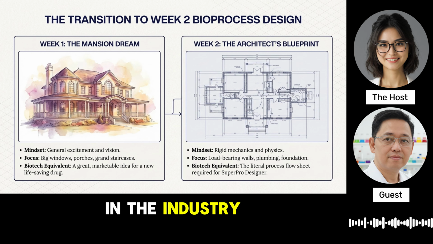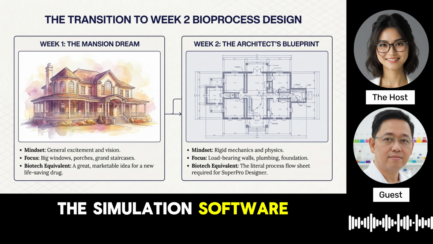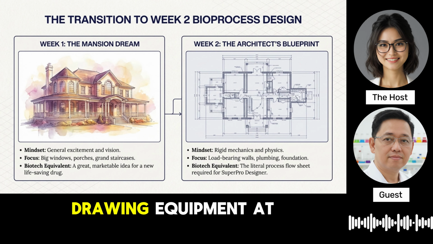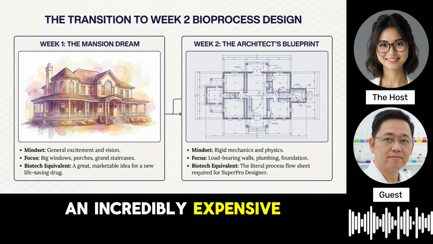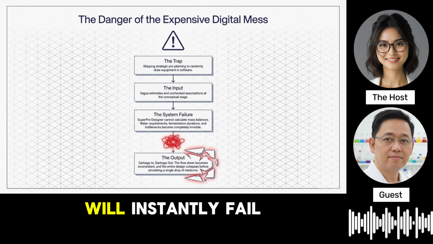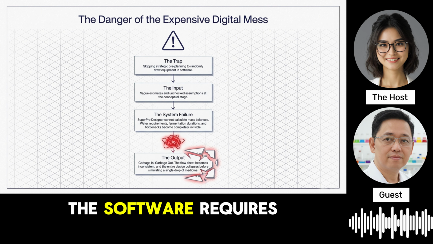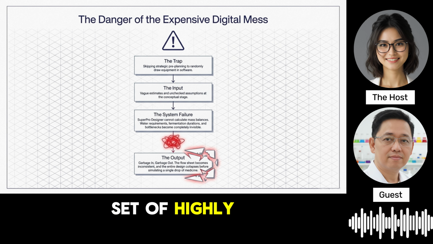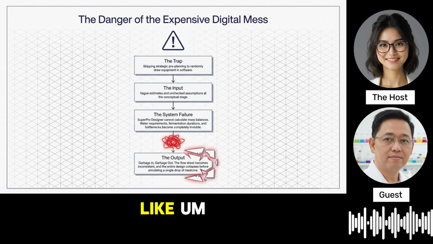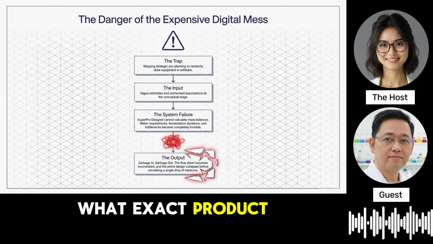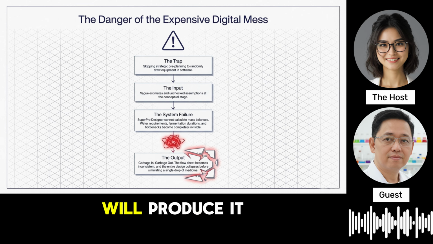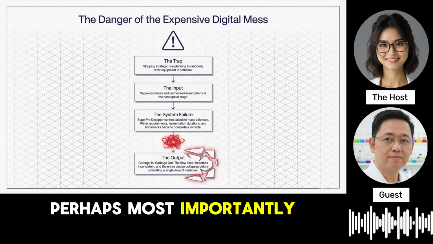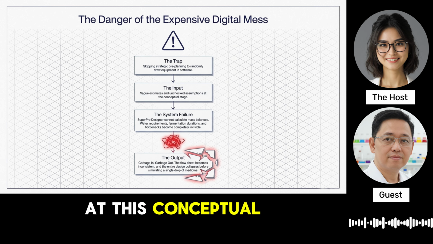Right. In the industry, nobody boots up the simulation software and just starts drawing equipment at random on the screen. I imagine doing that just creates an incredibly expensive digital mess. Oh, it creates a simulation that will instantly fail. Wow. Yeah. The software requires you to answer a set of highly strategic questions first, like what exact product are we making? Why is it worth making? Is it technically feasible to simulate? What specific biological system will produce it? And perhaps most importantly, what are the acceptable assumptions we can make at this conceptual stage?